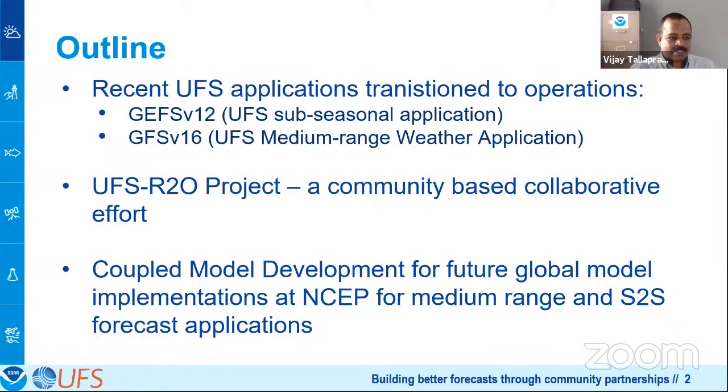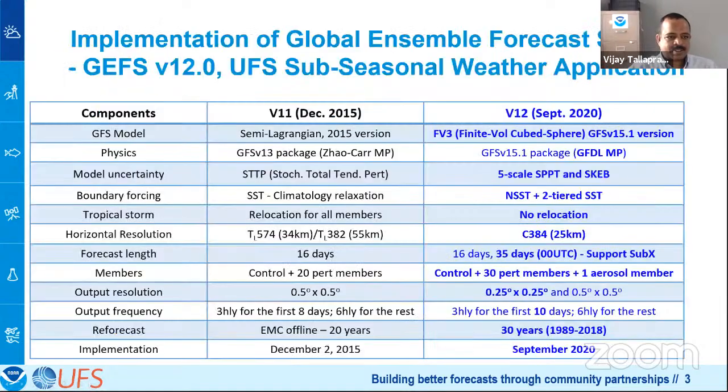And then I'll shift my focus to the R2O project, along with the coupled model development for future global model implementations for both medium-range, subseasonal, and seasonal forecast applications. Just to revisit what happened last year in terms of implementing the global Ensemble forecast system. This is a major achievement or accomplishment in terms of expanding our capabilities of the Ensemble system from medium range to subseasonal scales out to 1 month, to be precise, 35 days.